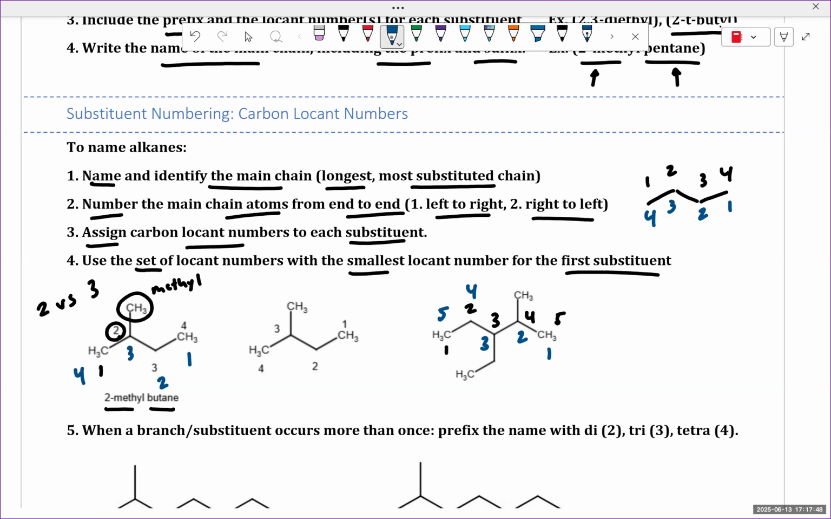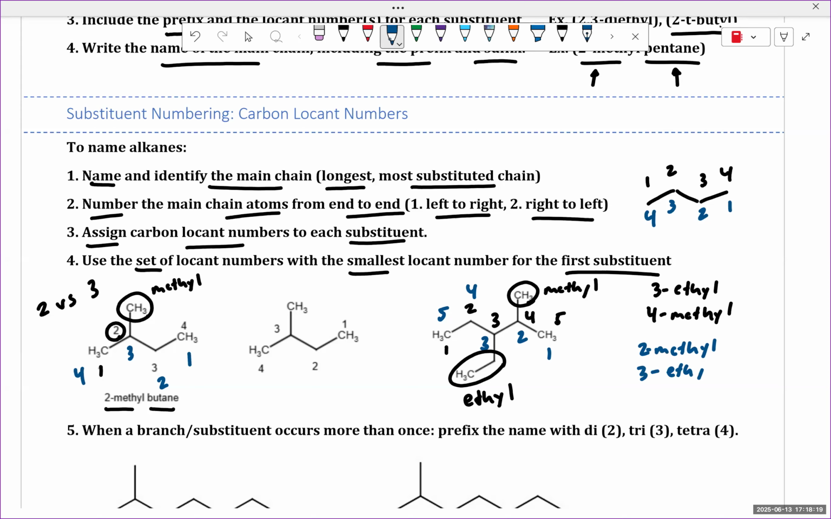Okay, so from here now, we have to look at the two possible locant numbers for our two possible substituents. This substituent is a methyl group. This substituent is an ethyl group. And let's take a look at our two possible numbers. So in this case, we have a choice between 3-ethyl, 4-methyl versus 2-methyl, 3-ethyl. So in this case, we're looking for the smallest locant number for the first substituent. 2 is the smallest locant number, so we're going to choose this numbering method.